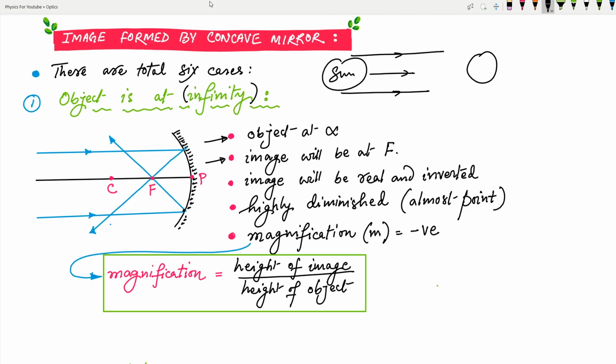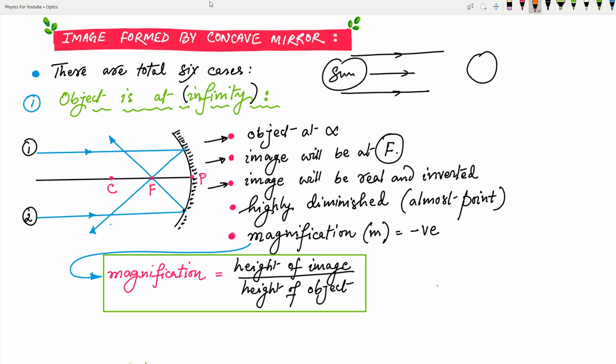Now we look into the second point, where will the image be formed. Now we know that in order to find the image we need at least two rays, because for intersection we at least require two rays. So the first ray, we know all the rays will be parallel. So according to the rule, whenever rays are parallel to the principal axis, then after reflection the rays pass through the focus. So both the rays will pass through the focus, therefore the intersection point is actually at the focus. Therefore we can say that the image will be at focus. Done. Number 3, the image will be real and inverted.